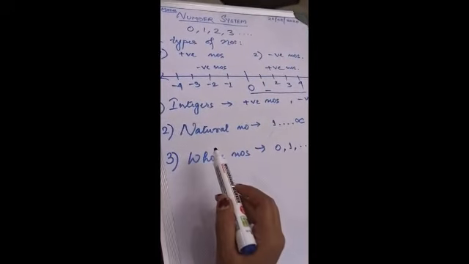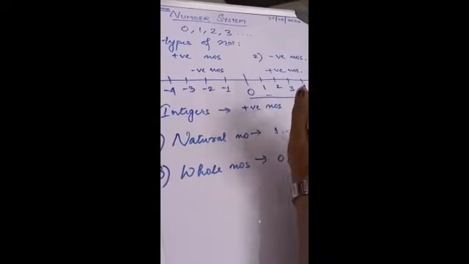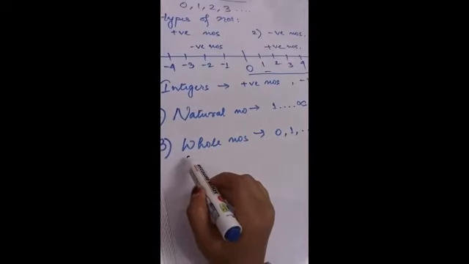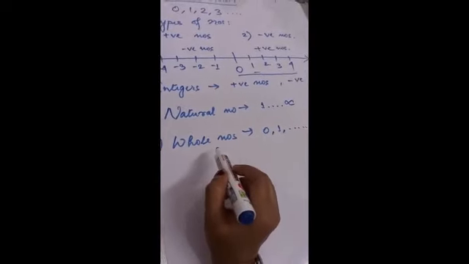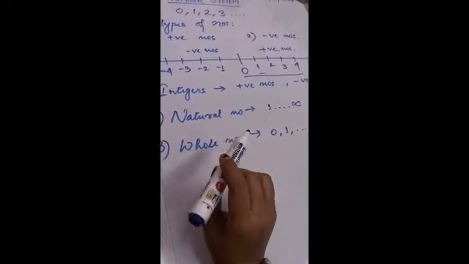If we say natural numbers, they are positive numbers that begin with 1, or that include 1, until infinity. And what are whole numbers? Whole numbers are numbers that start from 0 until infinity.